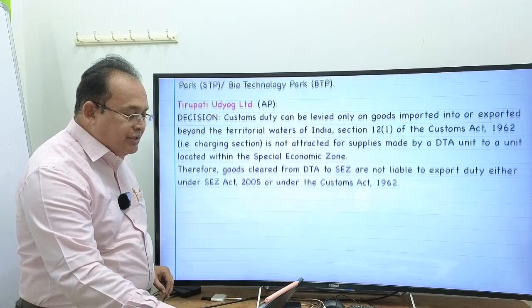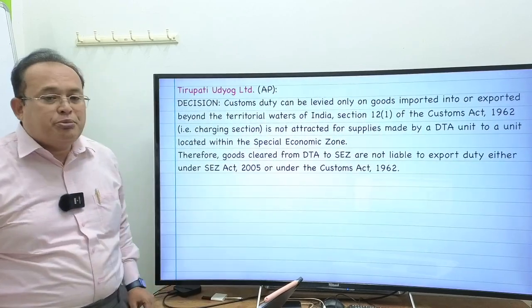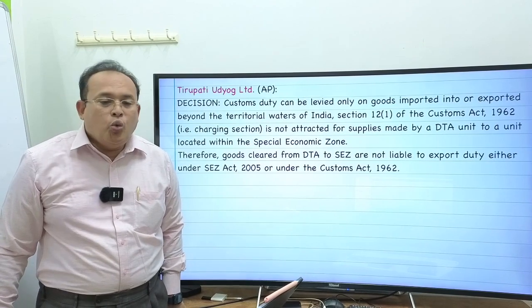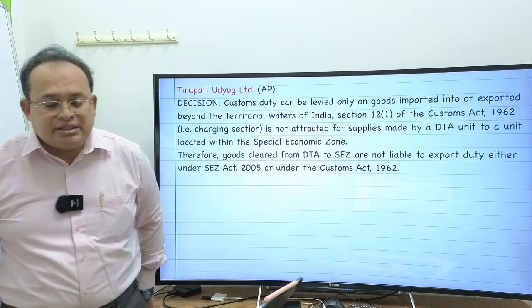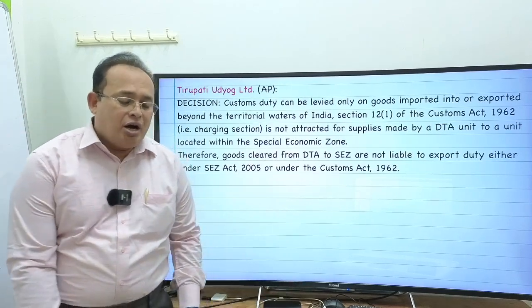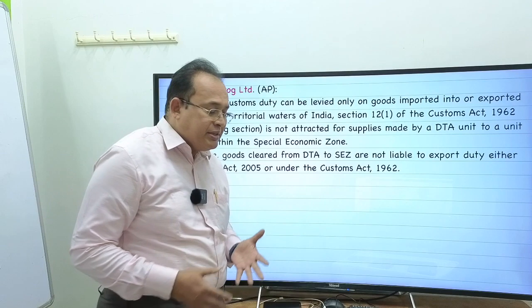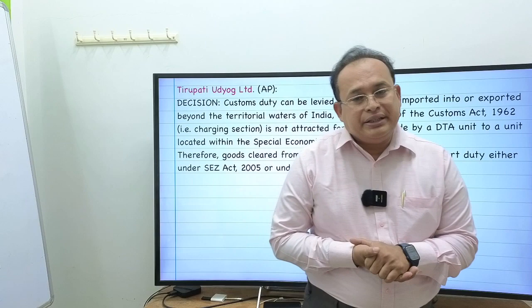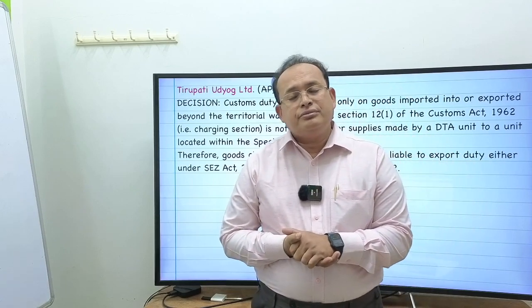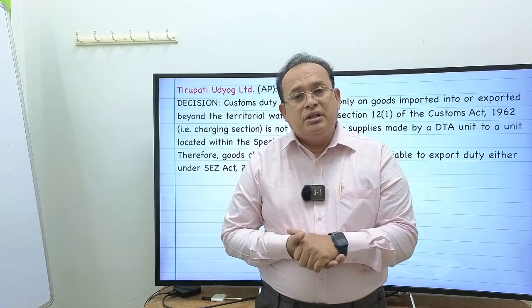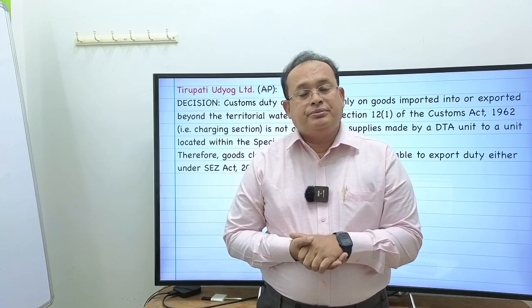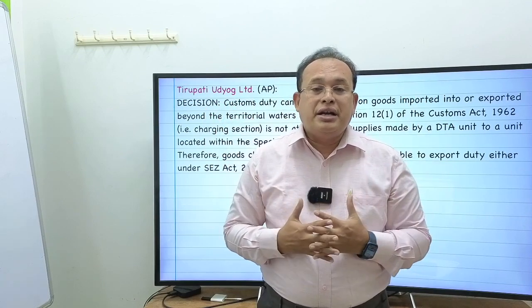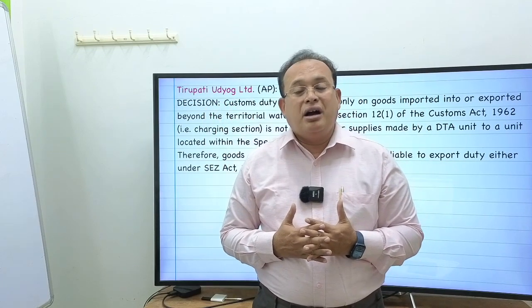Now I am bringing to notice one judicial pronouncement: Tirupati Udyog Limited. How to understand this? Tirupati Udyog Limited case. It is the Andhra Pradesh High Court decision. High Court judgments have one importance. High Court is the supreme court of the state. Supreme Court is supreme for the whole country, Union of India.